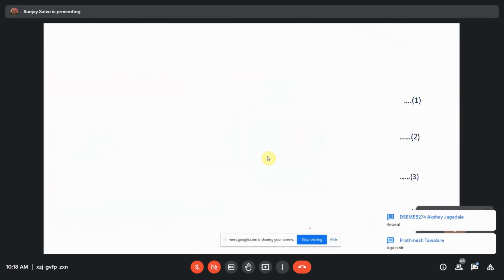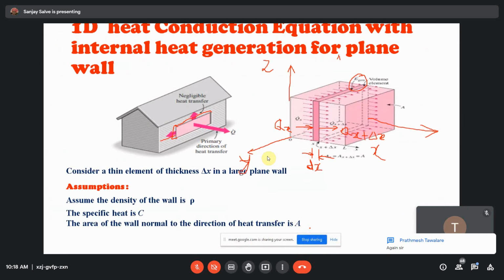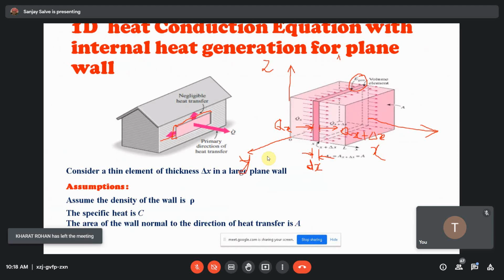Here, this is the diagram. Now, total heat coming in at x direction, correct? And total heat going out from the x plus delta x side, correct? Because this is delta x, up to this x, and after that this one is x plus delta x at this stage, right? So total heat coming in and total heat going out. If you apply the steady flow energy equation, total heat coming in minus total heat taken out plus total internal heat generation.